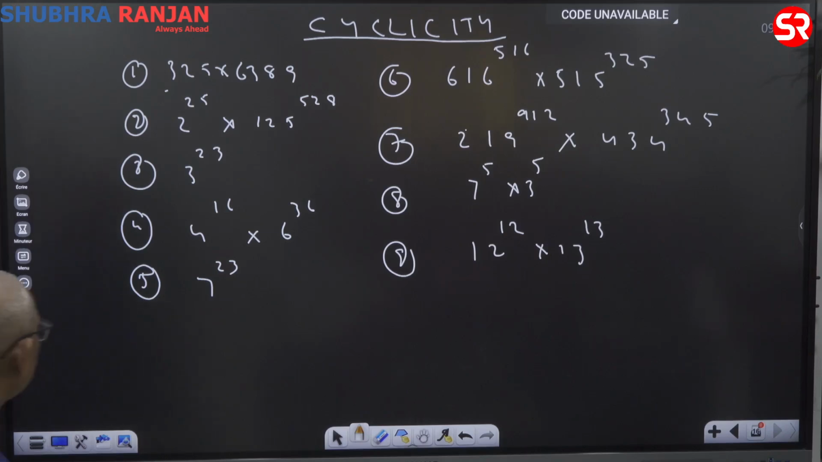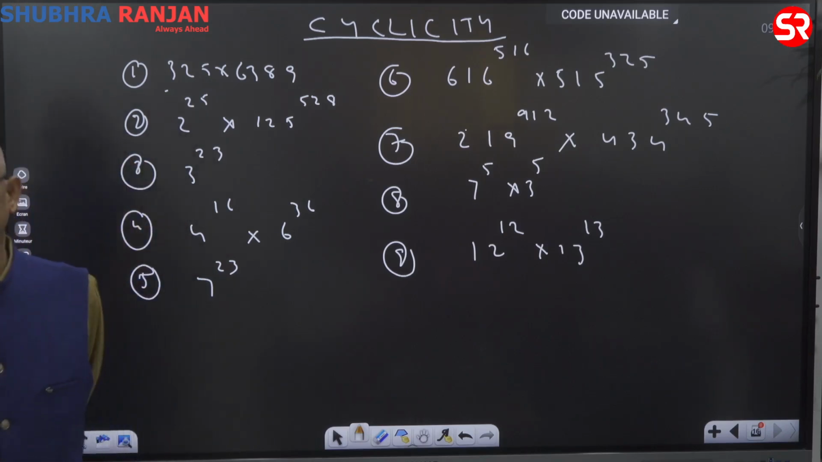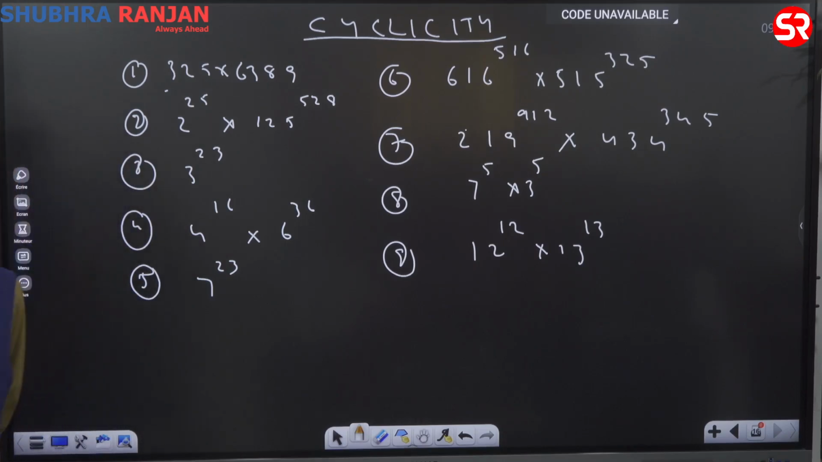Okay? Now, what is the answer for the second question? Why? How will the first one be 2? Cycle? Which cycle? Bicycle or tricycle?